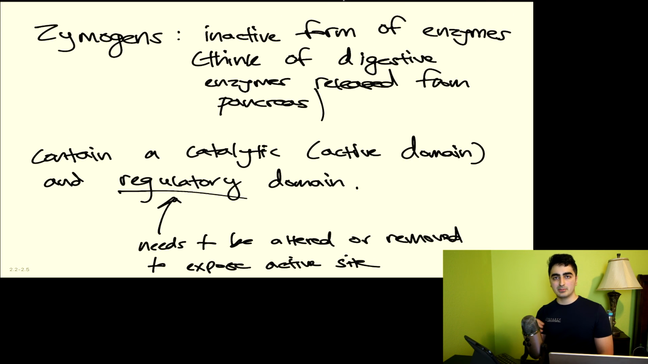And you can tell it's a zymogen because the protein name will end in -ogen, like trypsin and trypsinogen, or pepsinogen. So trypsin will be the protein, but trypsinogen means that it's the zymogen, the inactive version. And then once you activate it, it's going to be trypsin.